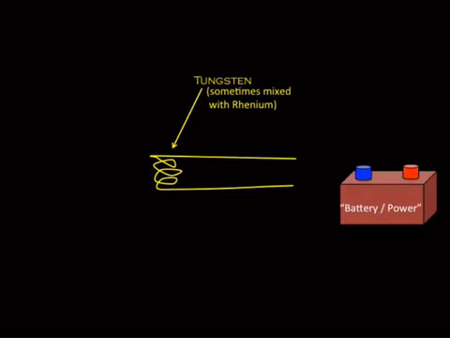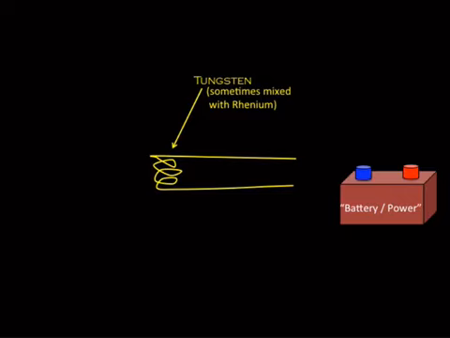Now, sometimes they'll put rhenium in there also, and the reason they do that is to keep it from cracking when it heats and cools and heats and cools, because it can tolerate the heat, but sometimes that temperature change causes it to crack. So they'll mix a little bit in there, sometimes like 10%. You'll read that some places.